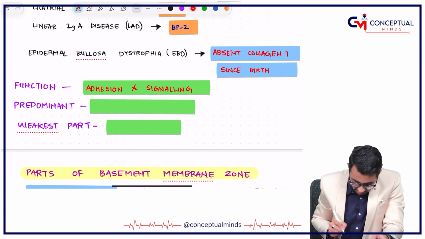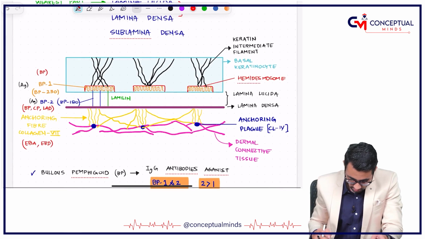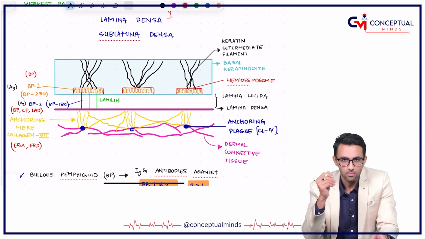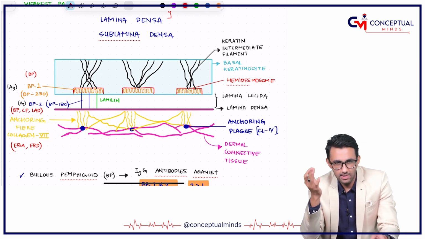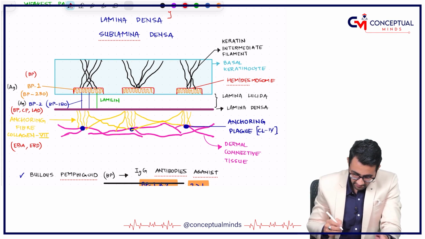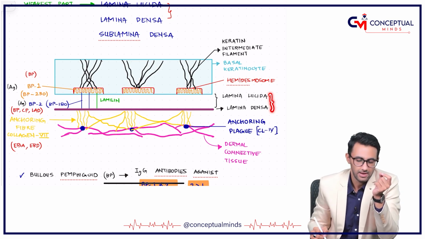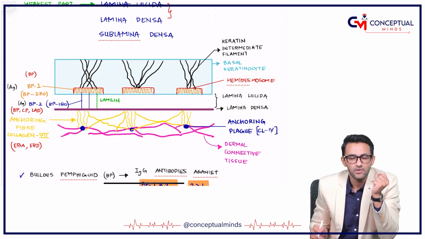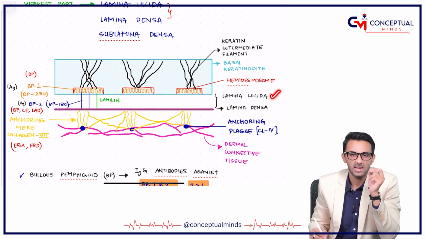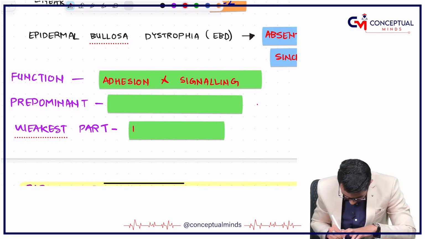The weakest part, we'll take this one now. What do you think is the weakest part? I know the answer is written on top, but still: do you think the hemidesmosomes are the weakest, or the anchoring plaques, or the fibrils? If you focus on this layer, it seems like it could be the weakest because not a lot of things are here, only the BP2 antigen and the laminin. So the weakest part is the lamina lucida.